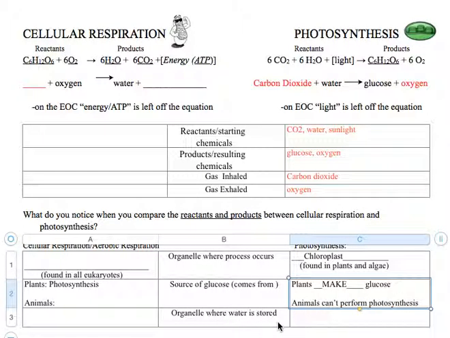Now this last box, organelle where water is stored. This goes back to our last test. Just like the organelle, the chloroplast, that went back to our last test. Do you guys remember what organelle stores water? Write it in. If you don't remember, it is the vacuole. Okay, so the vacuole, plants have a vacuole just like we do, but do you remember which vacuole is larger? Is it a plant vacuole or an animal vacuole? If you thought it was a plant vacuole, yay, you're right.